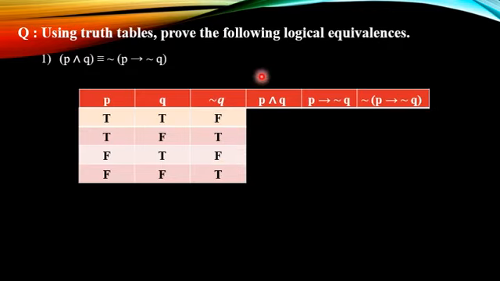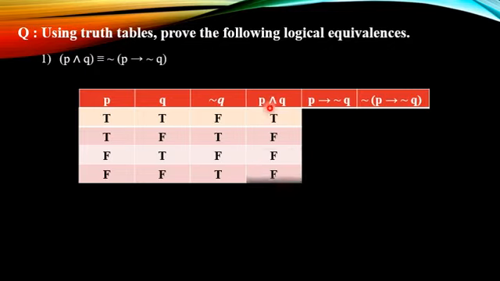Then we find P and Q. In conjunction, if both P and Q are true, the corresponding P and Q is true, otherwise false. So the truth values of this column are T, F, F, F. Now we find P implies negation Q. That means first column implies third column.